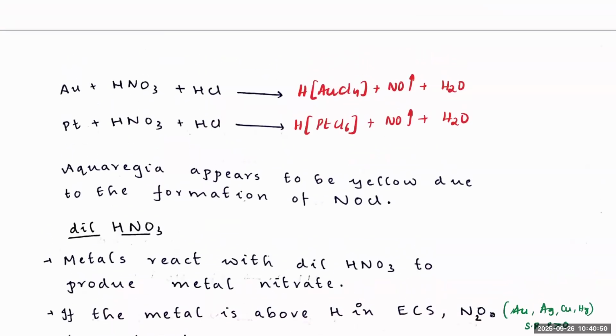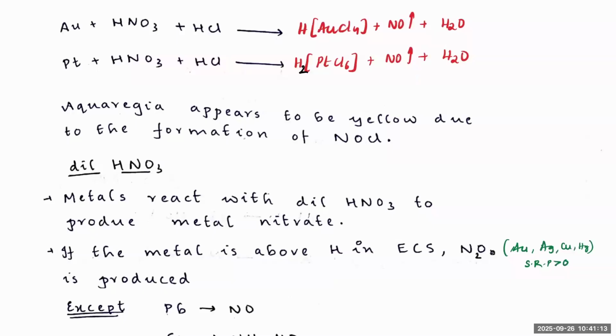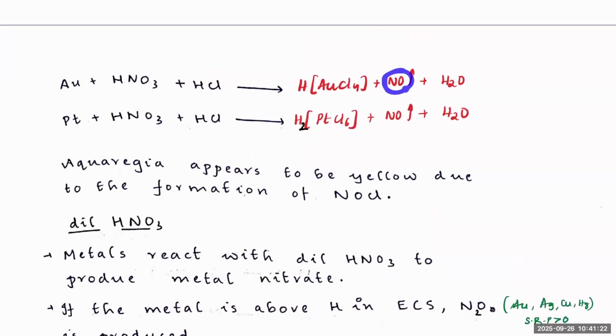These are the reactions of how gold and platinum usually react with aqua regia. So gold, when you react with HNO3 and HCl, will convert into a complex form, releasing NO gas. Same goes with platinum, it will become H2PtCl6, known as platinic acid, plus NO gas. And you see, aqua regia appears yellow in color due to the formation of NOCl. The NO+ present here will be converted into NOCl as you keep it for long standing, which is the yellow form.